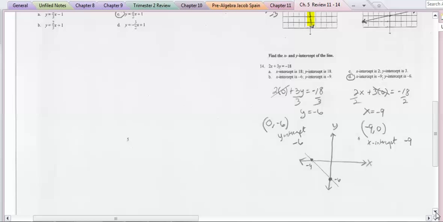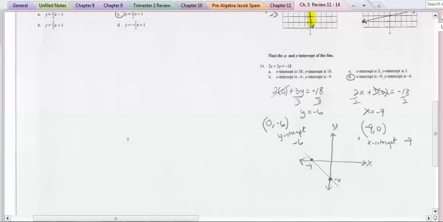X and Y intercept. And that is where you're plugging in 0 for your x. Divide by 3, you get negative 6. And then we're going to put y as 0, divide by 2, your x is negative 9. So I drew a picture down here to refresh your memory of what the x and the y-intercept are. The y-intercept is where it crosses the y-axis. The x-intercept is where it crosses the x-axis.